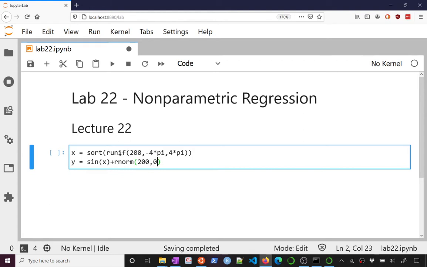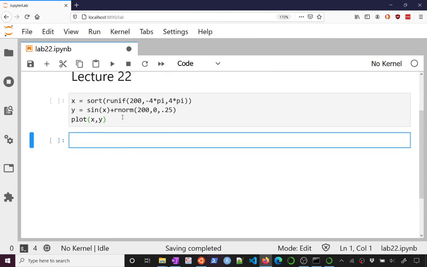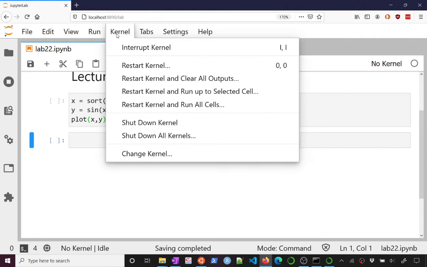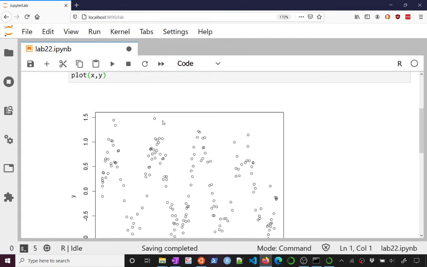So we're generating some Gaussian noise, mean zero, and I don't know, maybe a standard deviation of 0.25. So that's SD. We can plot this if my kernel works. Another use of the word kernel, one of the most overused words. Let's try to restart this kernel. There we go. Okay, so we plot it.